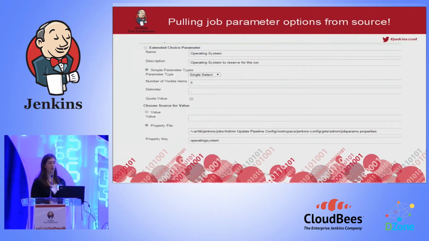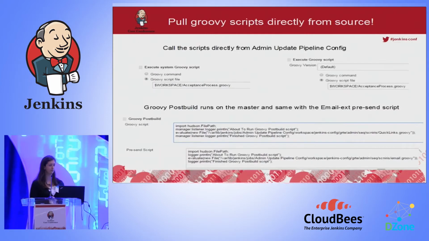So, pulling job parameter options from source. This is what I talked about, where you have a bunch of parameters that you want to pull from source with the extended choice parameter plugin. If you look at the full path for this job params.properties, it's actually pulling it from that admin update pipeline config job. That properties file is in source in our repository. It gets built by the admin update pipeline config when there are changes, and then every job pulling at that path can have those new parameters. So it's really quick to get them.